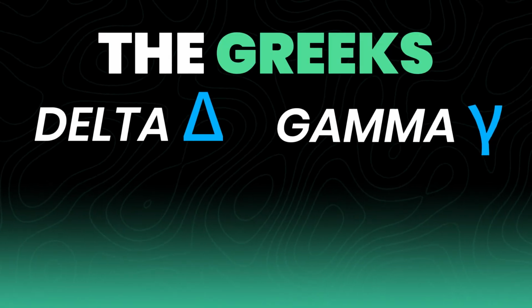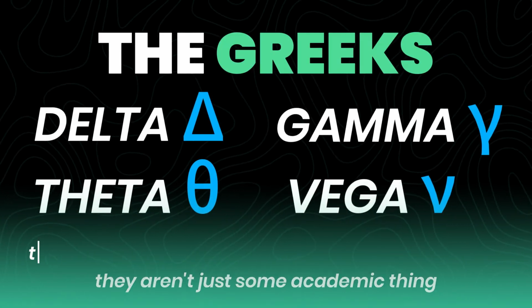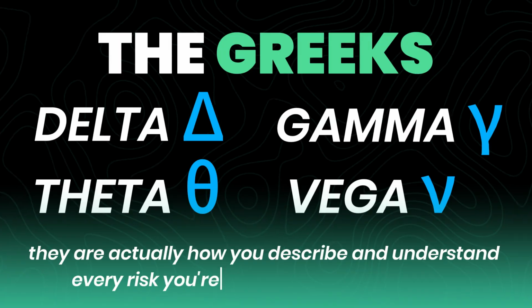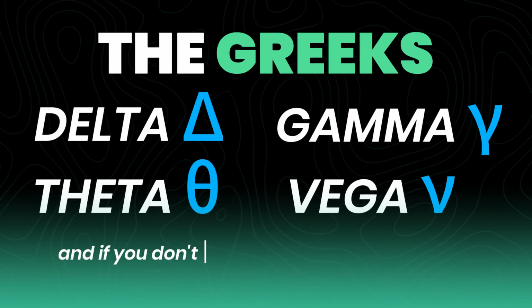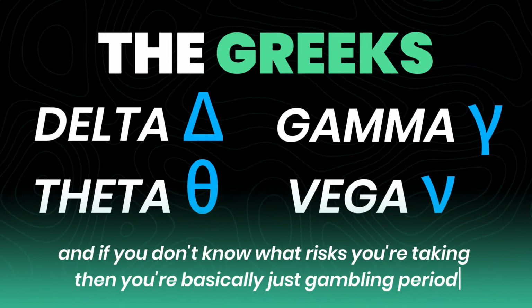So if you want to sell options like a professional, then you need to understand your tools. The Greeks, delta, gamma, theta, vega, they aren't just some academic thing. They are actually how you describe and understand every risk you're taking as an option trader. And if you don't know what risks you're taking, then you're basically just gambling, period.